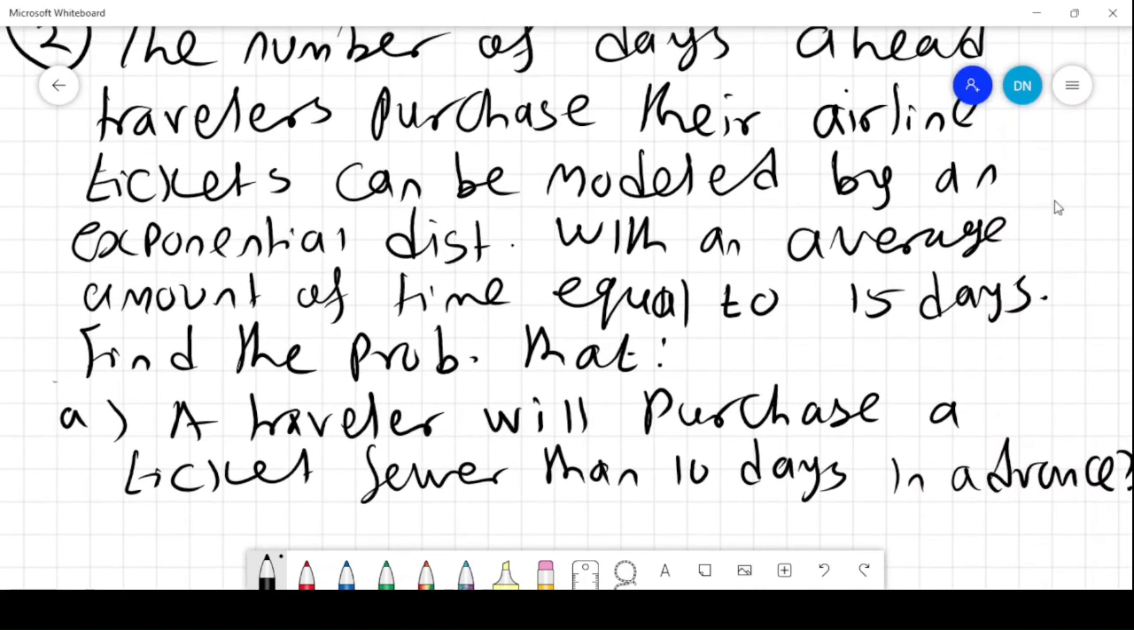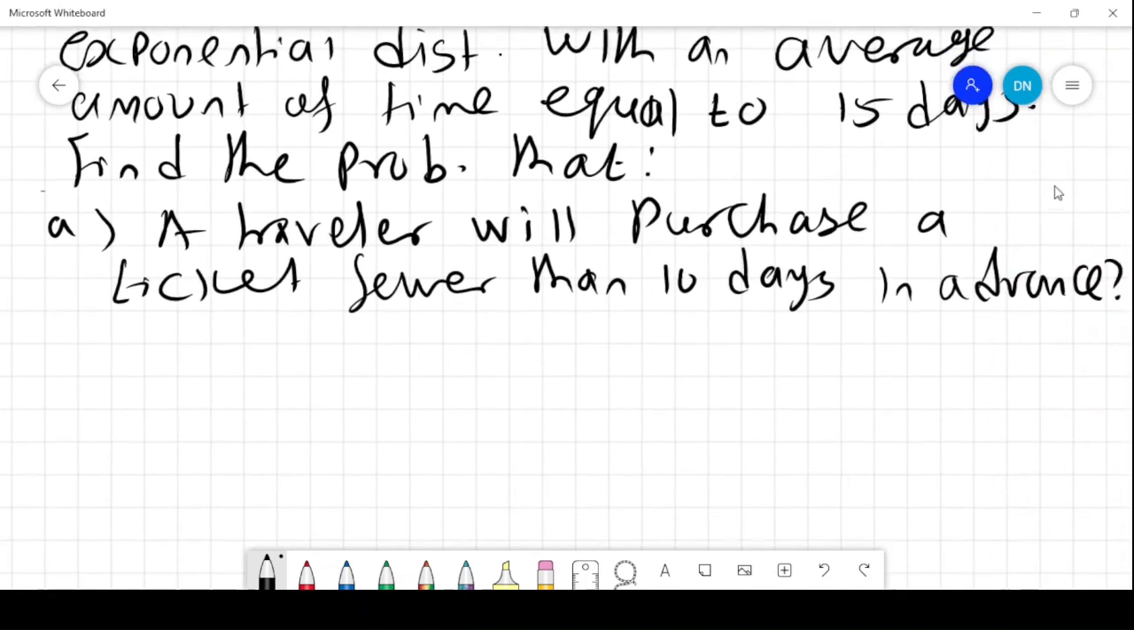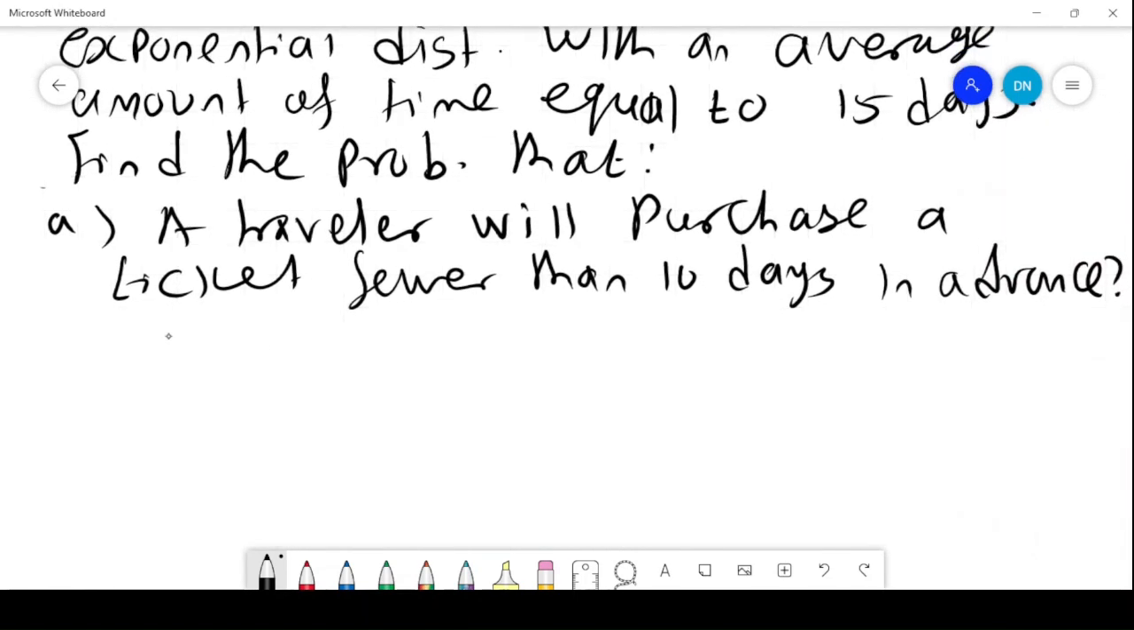For number 2, the number of days ahead travelers purchase their airline tickets can be modeled by an exponential distribution with an average amount of time equal to 15 days. Find the probability that a traveler will purchase a ticket fewer than 10 days in advance. What we have been given here is our mu, 15 days, and we are told fewer than 10 days.